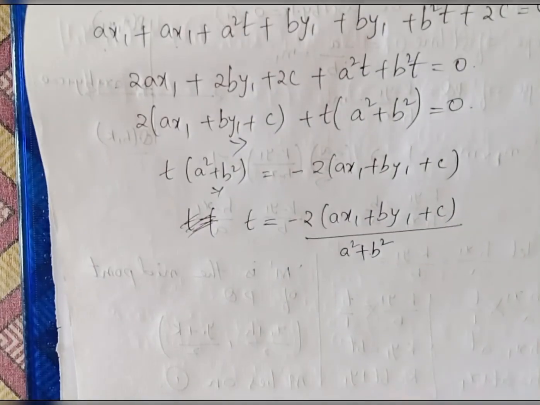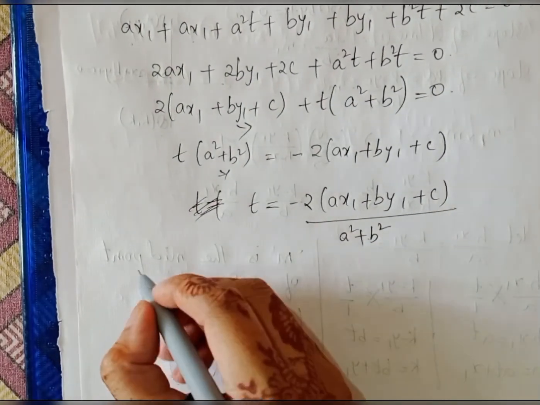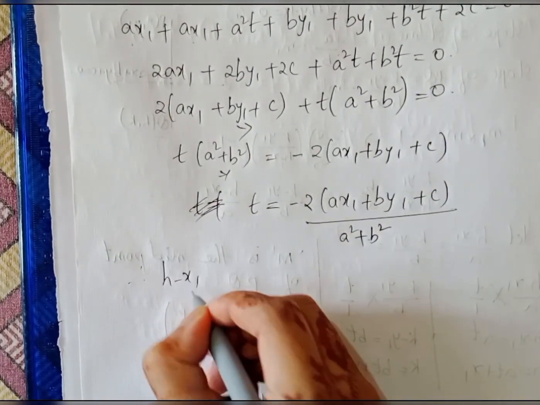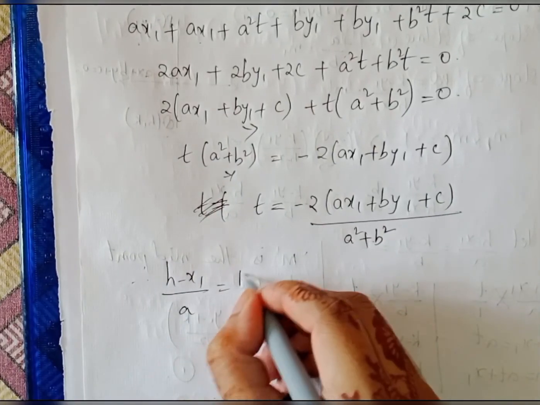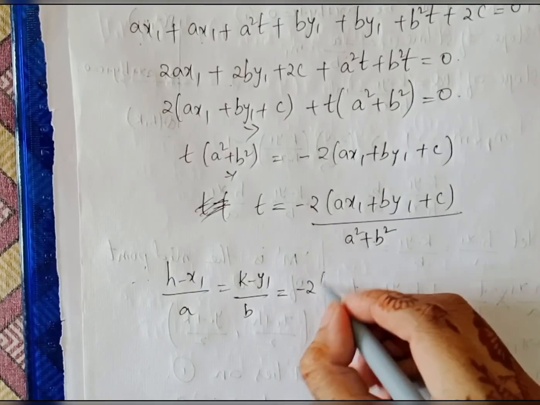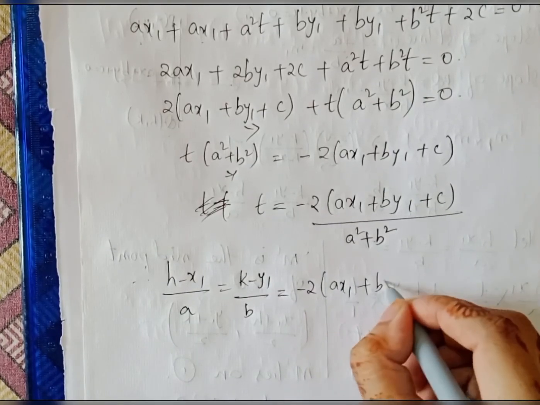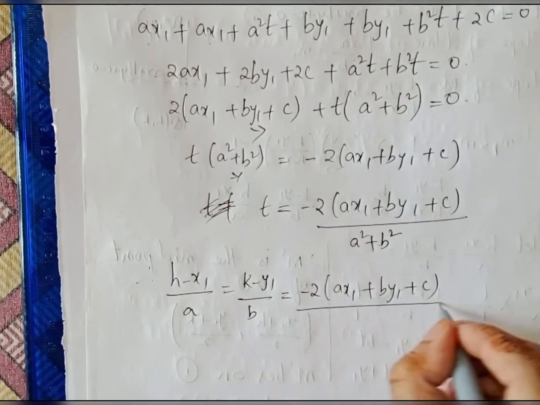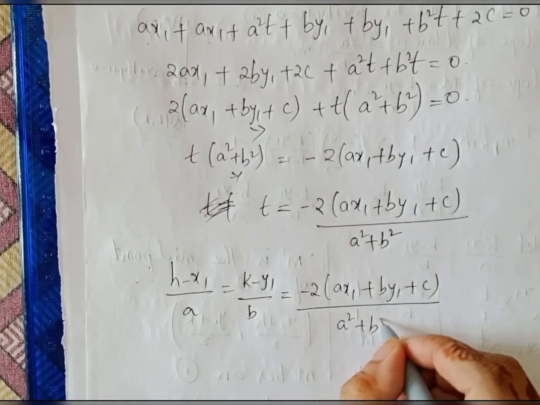Okay, so therefore (h minus x1) by a is equal to (k minus y1) by b is equal to minus 2 into (ax1 plus by1 plus c) by (a square plus b square).